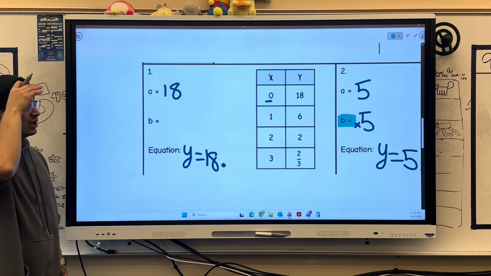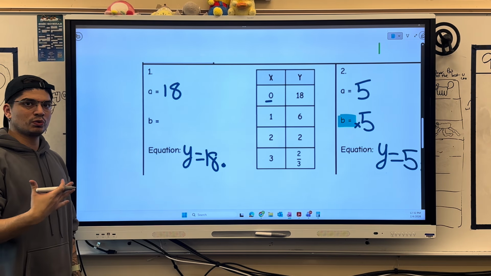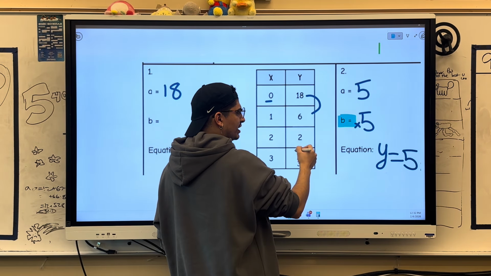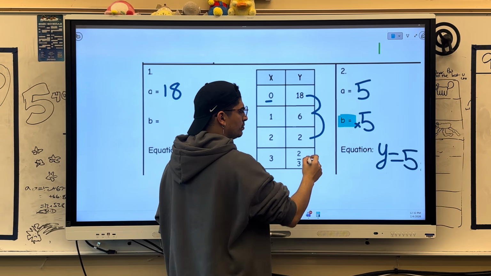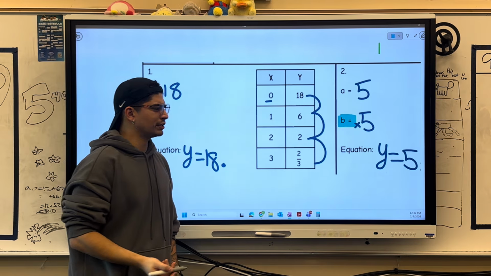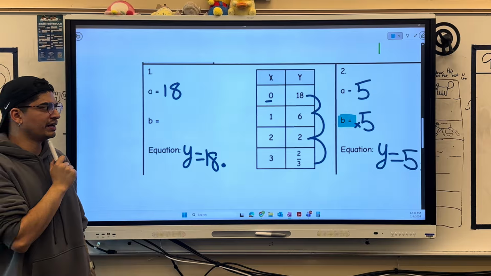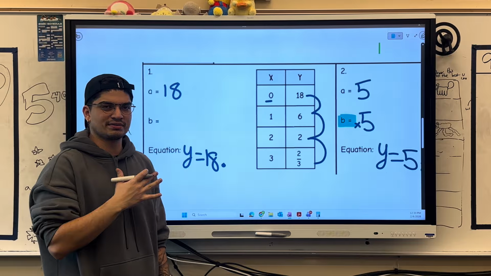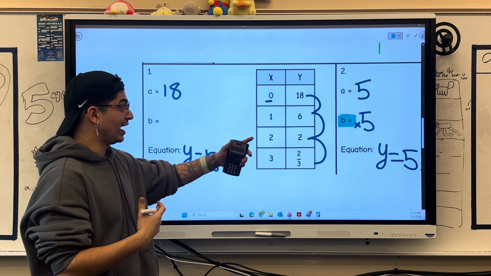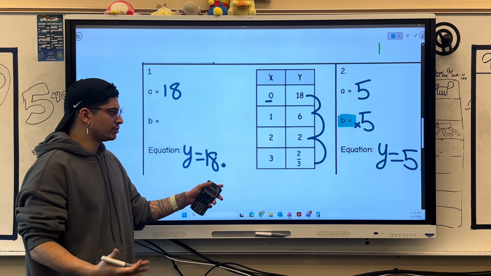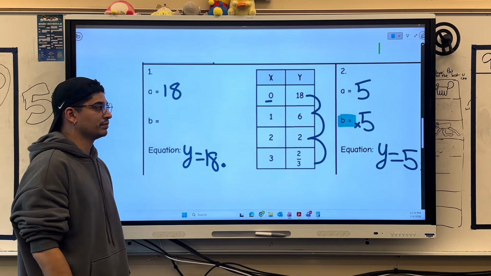My B, or my common ratio, is what's being multiplied each time. So look at this pattern. It's going from 18 to 6, 6 to 2, 2 to 2/3, right? Well, let me think what's being multiplied. It's more like I'm dividing each time. I'm dividing by 3 every single time. But our formula uses multiplication, so let's think how else I can write that.